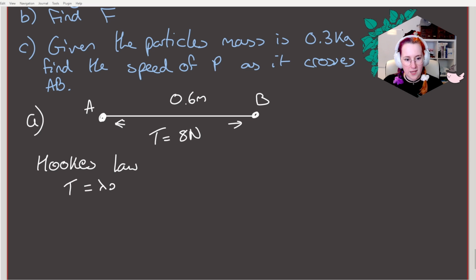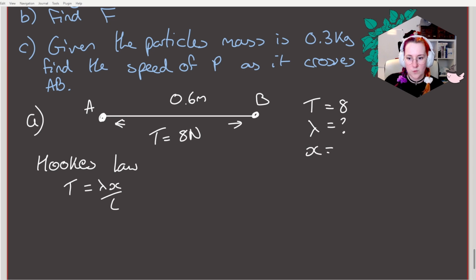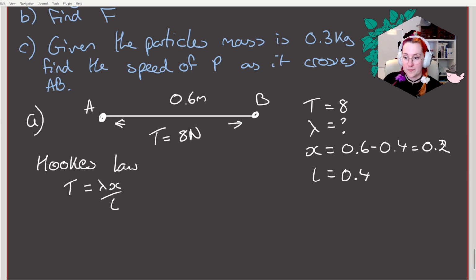So T is lambda x over L, which means that we want T, which is 8, lambda, which is what we're looking for, x, which is going to be that 0.6 minus that 0.4, so that's the undeformed length, which is 0.2, and L, which is then the 0.4. Units were all fine, everything was in meters, newtons, and kilograms, so we're all good. Okay, we have one unknown and one equation, so let's plug in.